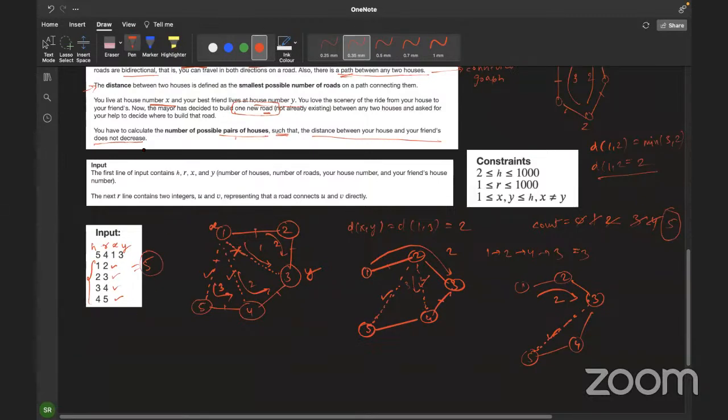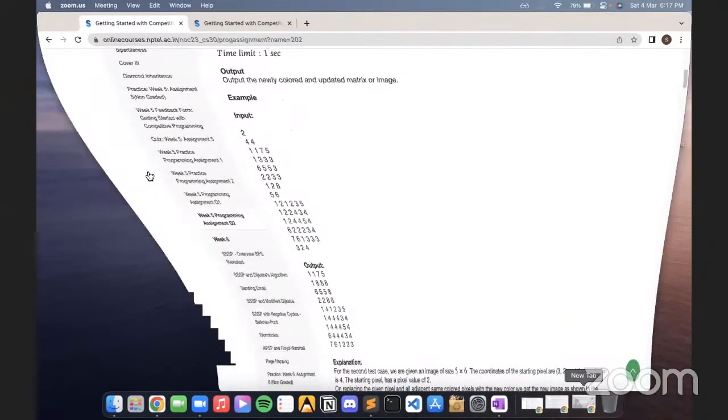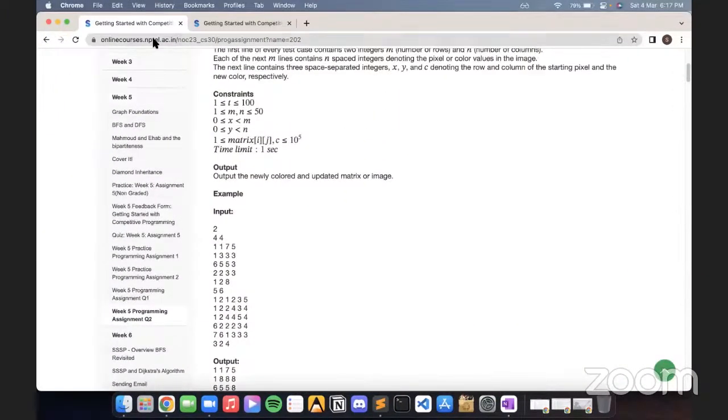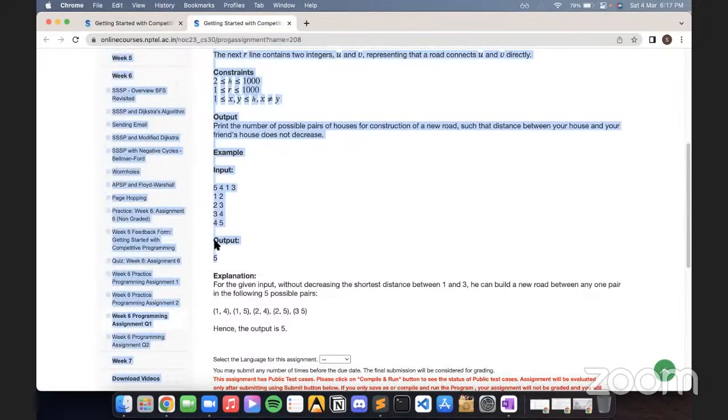So the answer to this input case would be 5. I hope the question is clear. This is what you need to do. You need to find the number of possible pairs of houses, or the number of possible new roads that you can build, such that the distance between your house and your friend's does not decrease. Was the answer 5? Yeah, the answer was 5.